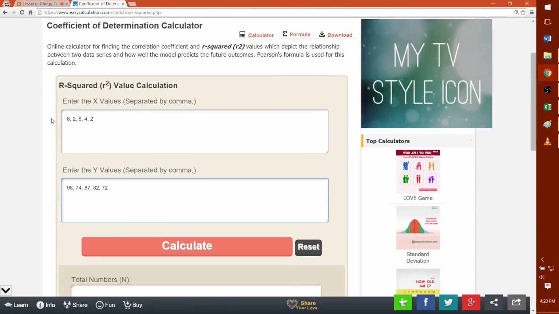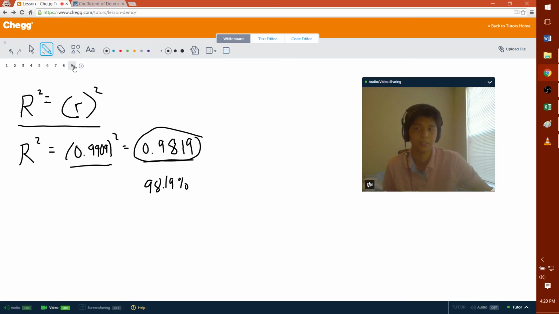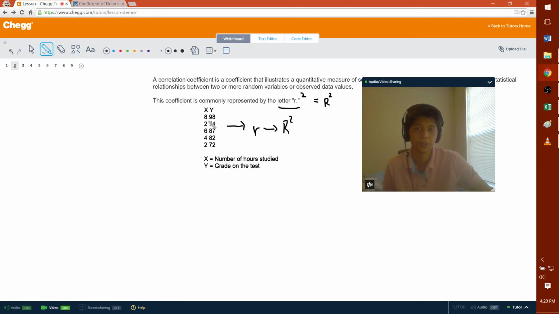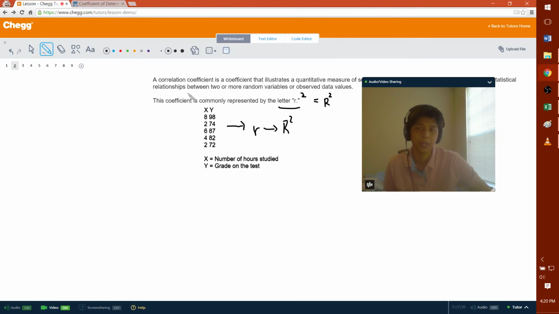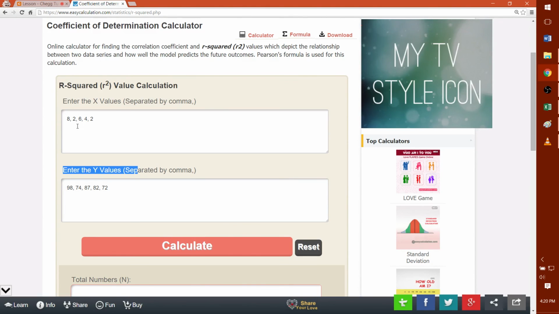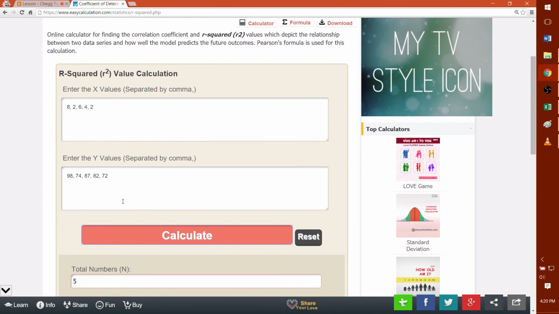It will take you to this website. And you can just plug in your x values here, separated by commas. So make sure that you type them in the same order that they're presented to you in this original chart over here. So 8, 2, 6, 4, 2, 8, 2, 6, 4, 2. And then you enter your y values. Make sure they're in the same order again. So 98, 74, 87, 82, 72. Yeah, we're good. So this is just to make sure that all the x values match up with their corresponding y values. And you just hit calculate.